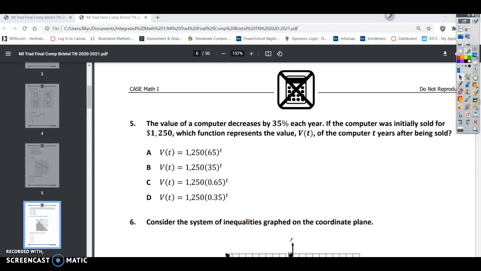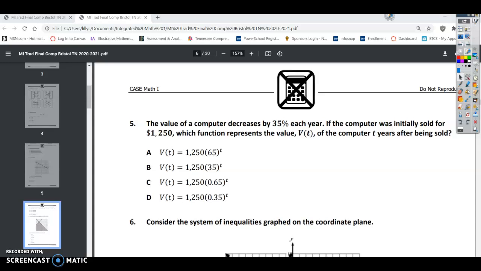All right, Math 1, final benchmark. This is number 5. The value of the computer decreases by 35% each year. If the computer was initially sold for $1,250, which function represents the value v of t of the computer t years after being sold?